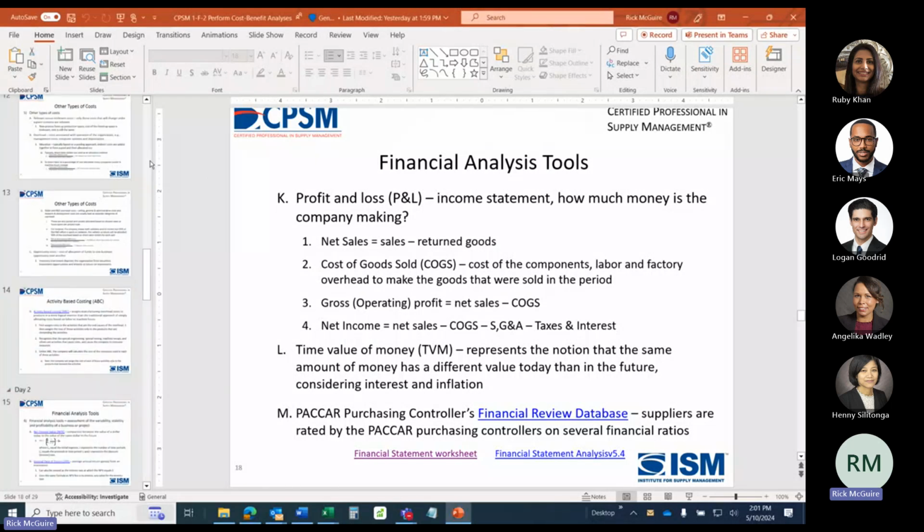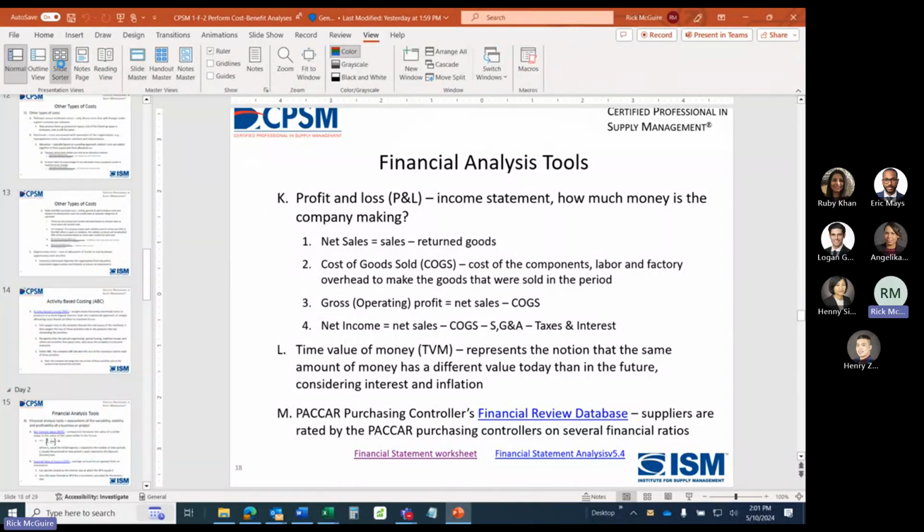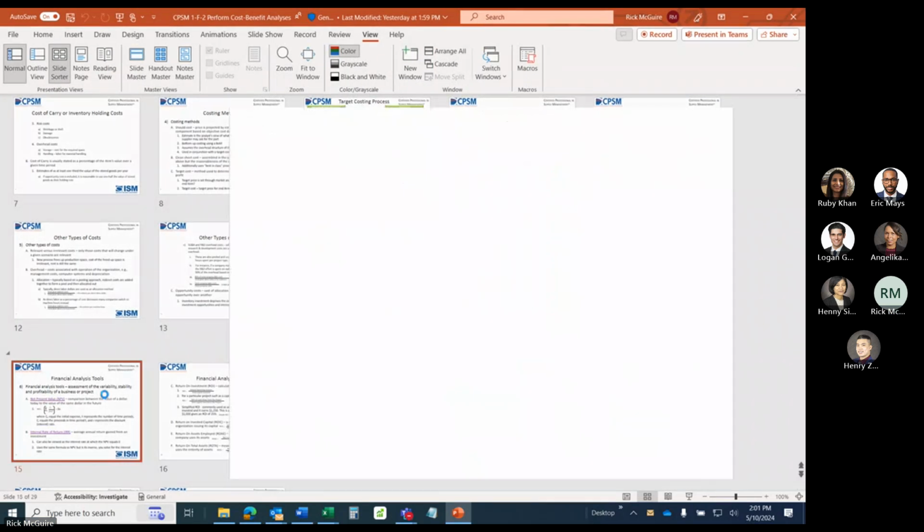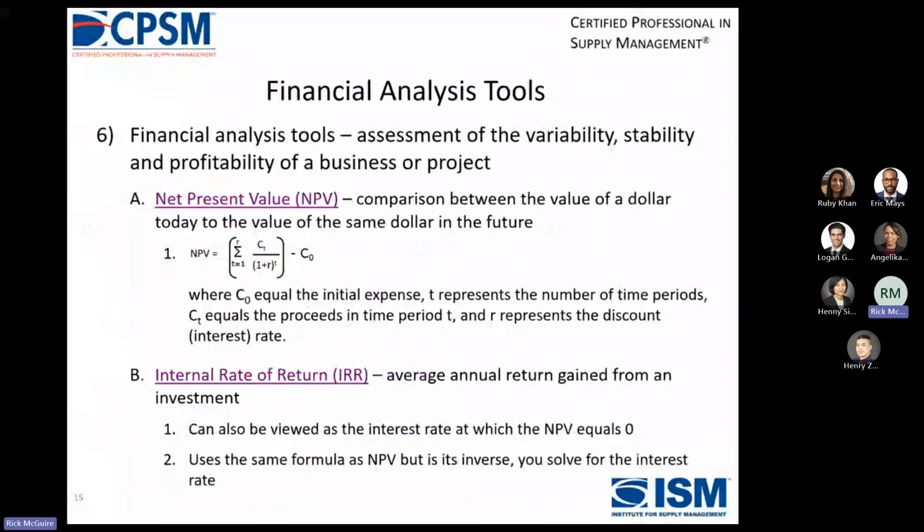So we are going to do some financial analysis study today. We'll pick up on F2 where we left off yesterday. And the first thing we're going to cover is something you probably all had in college, net present value. And we cover net present value and internal rate of return at the same time because they're the inverse of one another.